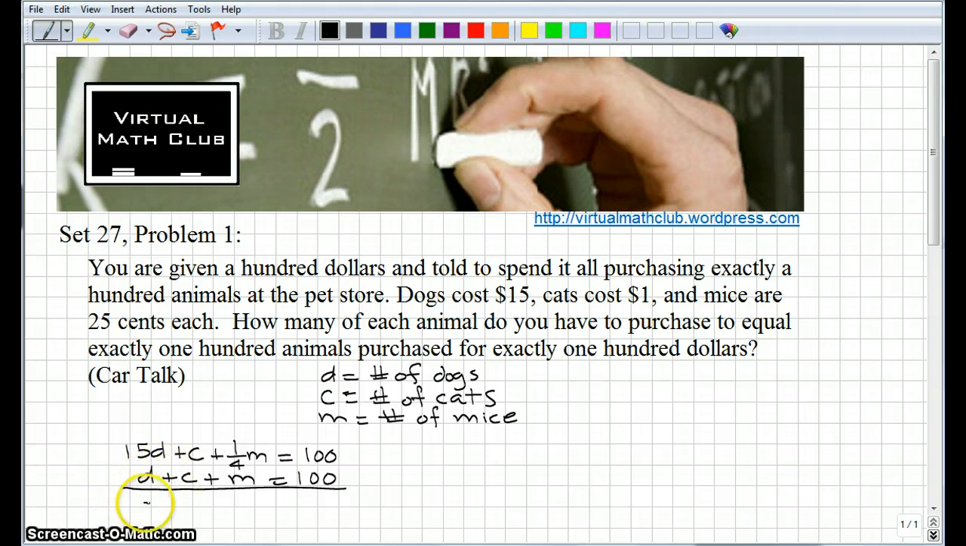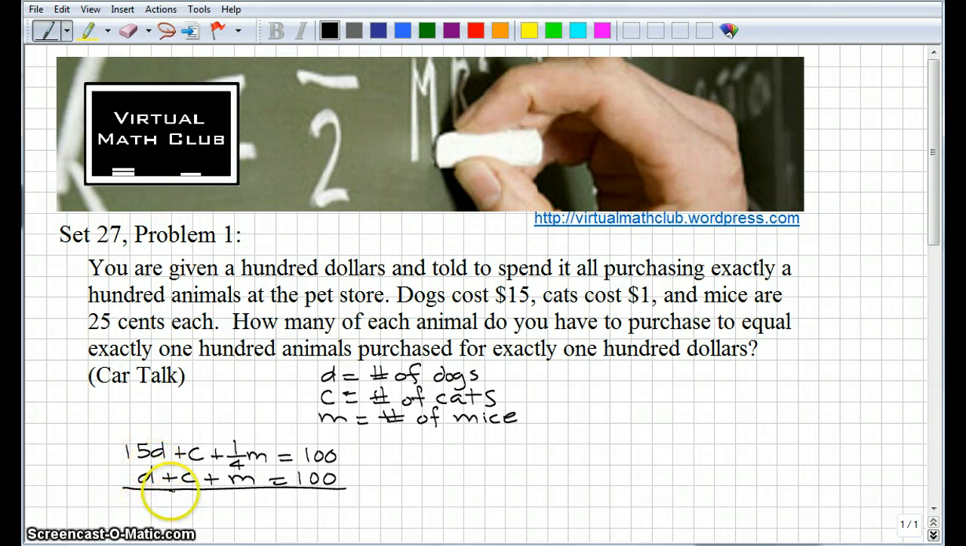The way I approach this problem is I saw here that there's a C in this equation and a C in this equation, and if I subtract this last equation from the top equation here, I saw that, well, we can eliminate one of the variables anyway. So let's just do that.